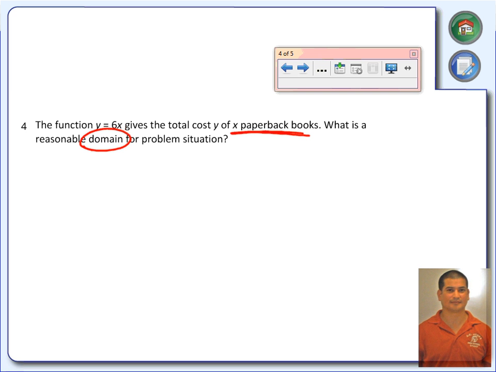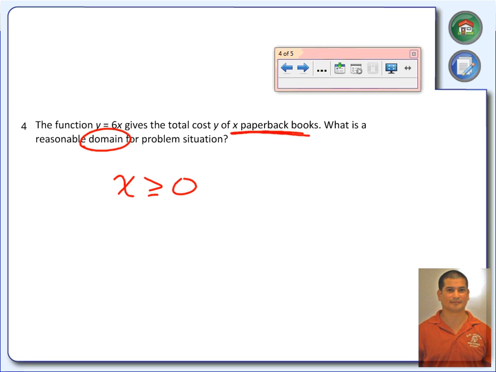So the question is, if we're talking paperback books, can you go out and buy negative 2 books? No. Can you go out and buy negative 5 books? No. You can't buy negative books. Can you buy 0 books? Yeah. Can you buy 1 book? Yeah. Can you buy 2 books? Yes. All right. So we're going to say that the domain is going to be greater than or equal to 0. We can buy anything greater than 0.